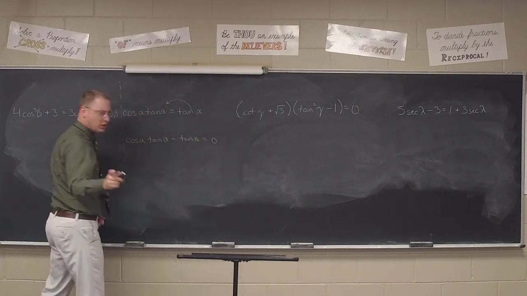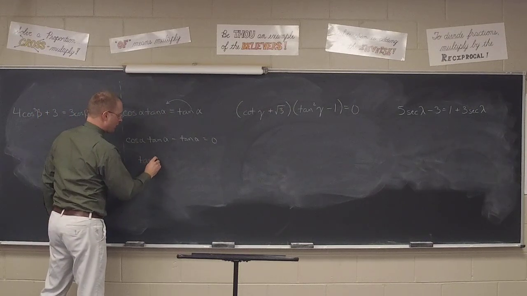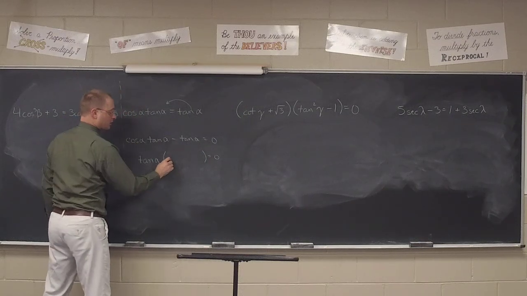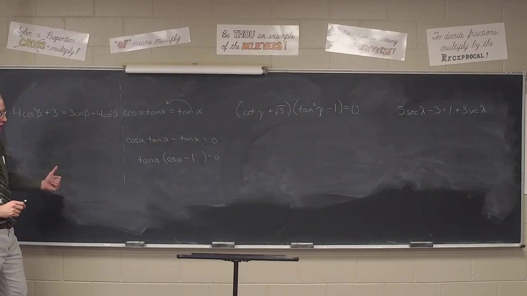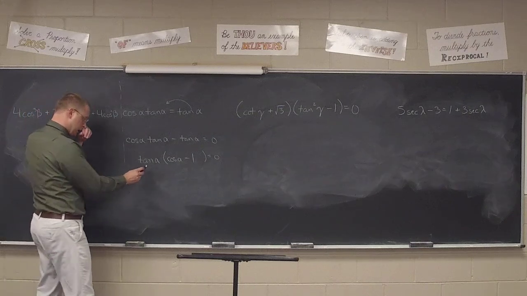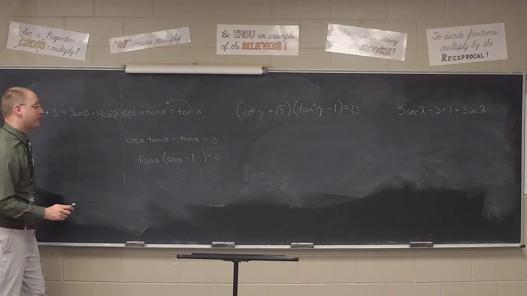And then we do what, Jamie? Then we're going to factor out the tangent. All right, so we get tangent alpha times cosine alpha minus 1. And then once we've factored out the tangent, we've got it factored, then what do we do, Ethan? We set it equal to 0. Set each factor equal to 0.